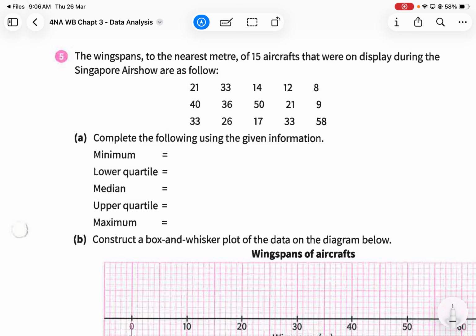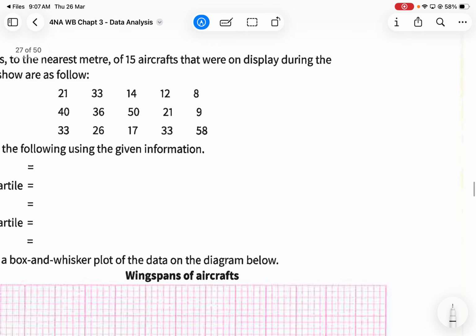Okay? So first, we must go and try and arrange them in order first. Because right now, your data is not in order. So it will be good if you can put them in order first. So for me, I will put them in order. Find the smallest one, 8. Then the next one, 9. Then 12. Then 14. 17. 21, 21.